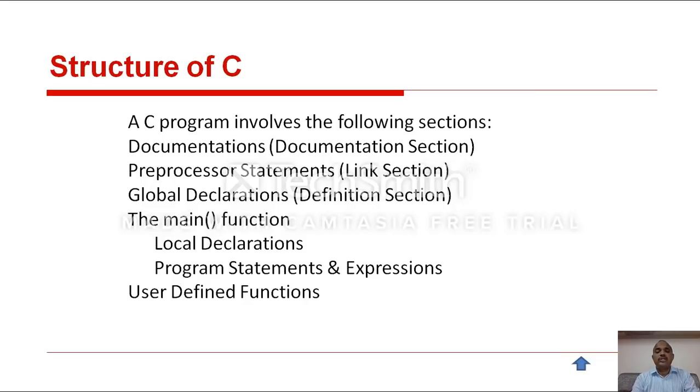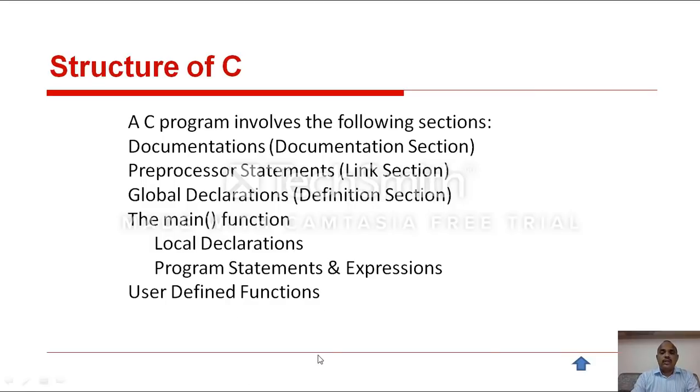And the last one is the user defined functions. The user can define any number of functions, there is no limit. User defined function 1, user defined function 2, user defined function 3, and so on. A function is a self-contained block of statements which is used to perform a specific kind of task. Clear? This is the structure of the C program.